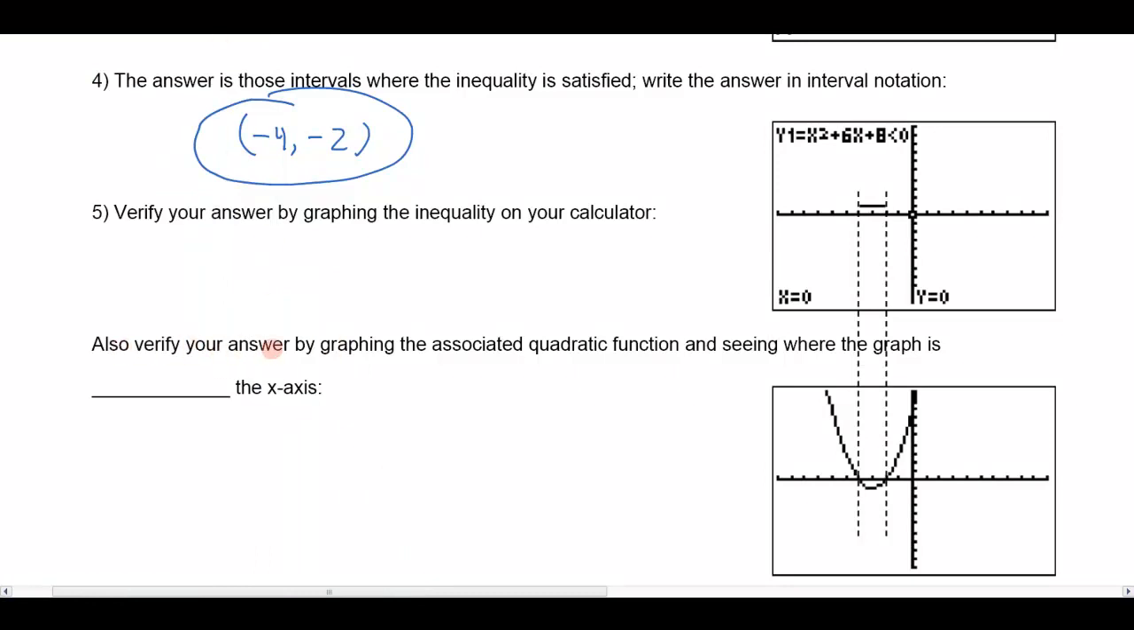So when I graph the associated quadratic function, I want to see where the graph in this case is below the x-axis. All right, below the x-axis corresponds to where x squared plus 6x plus 8 is less than 0. Okay?